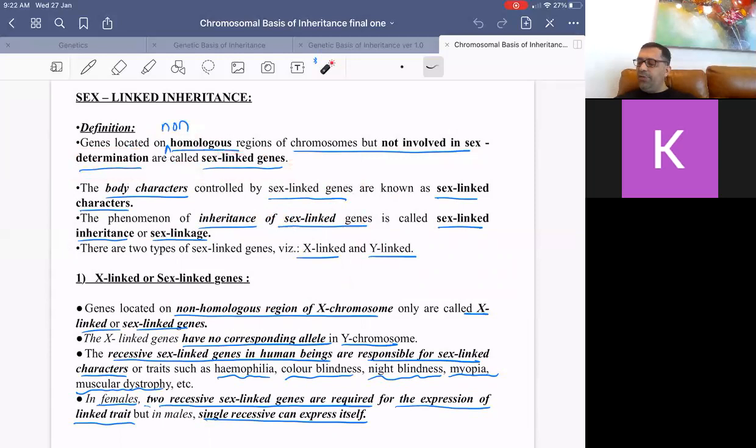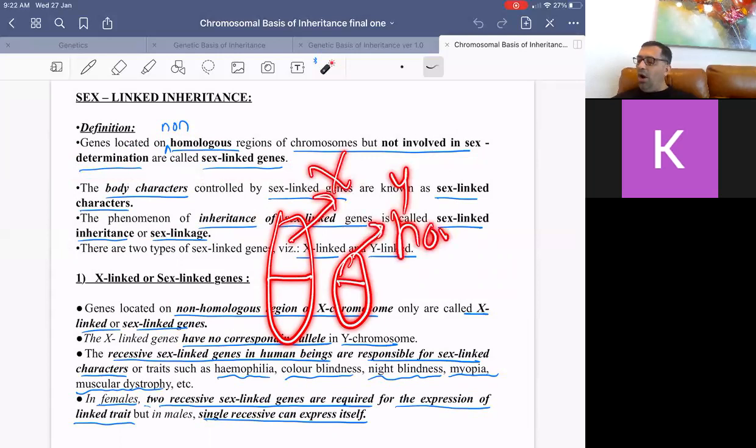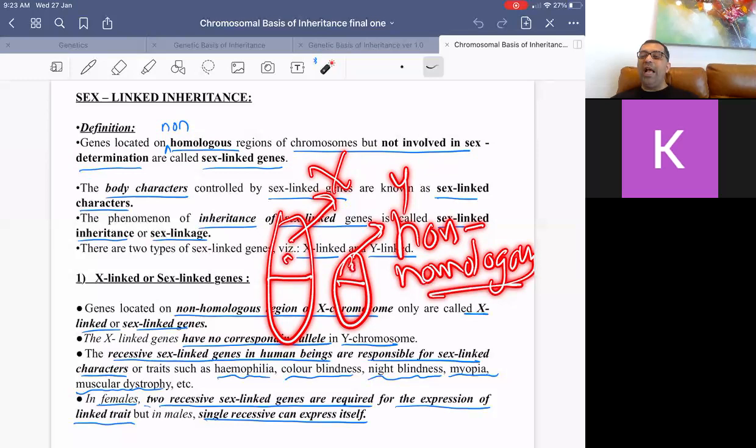Genes found on the non-homologous parts of the X and Y chromosome are called X-linked and Y-linked genes because they are not for sexual character. Where is sexual character? Gene for testes, gene for ovary, gene for testosterone, gene for estrogen, progesterone, that is in the homologous region. So, the homologous region is for sexual character, is for sex.